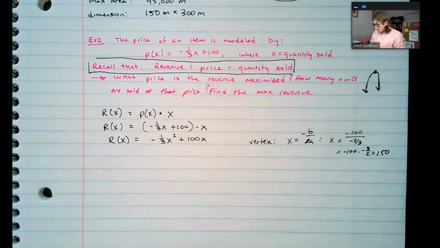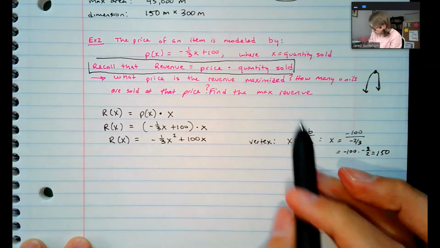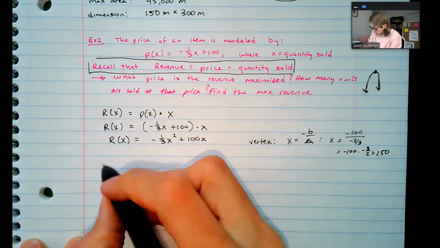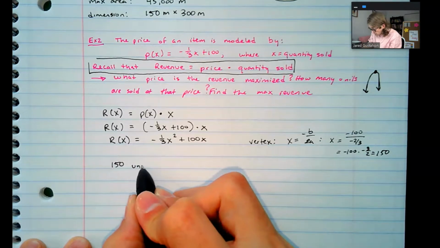Our revenue is maximized when, so we solved for x. x is the quantity sold. So we maximize the revenue when 150 units are sold.